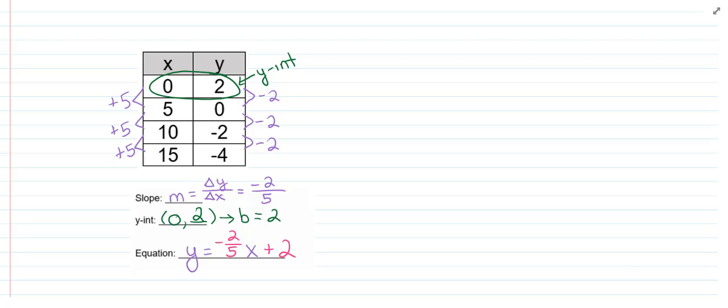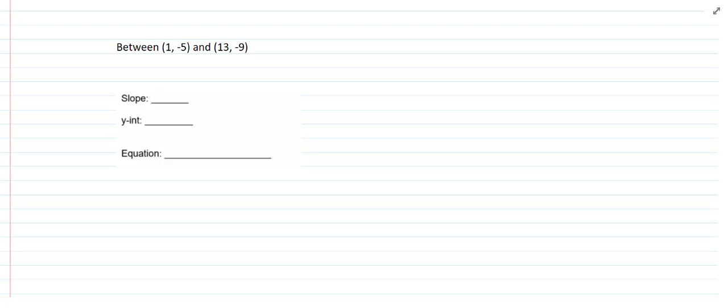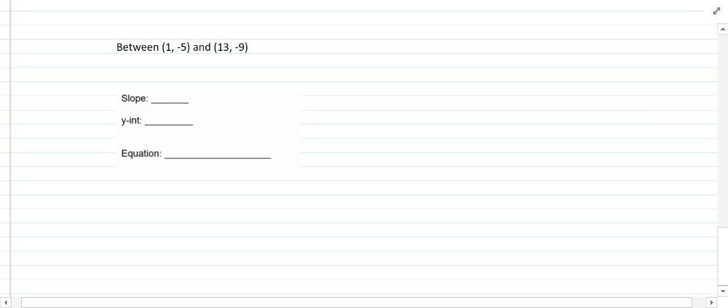So my final equation for this table is y is equal to -2/5 x plus 2. Last, we're going to find the equation of a line that passes between these 2 points right here. So again, we have to find the slope and we have to find the y-intercept. You can find the slope using whichever method you like.